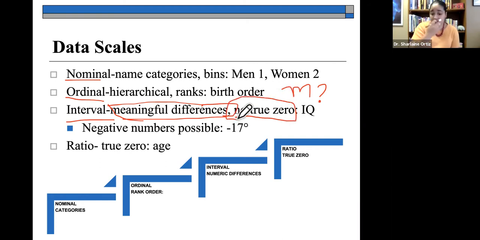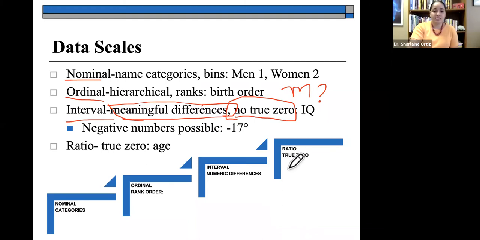What do I mean by no true zero? Well, if you recall from previous lectures, what we mean is that in this regard, the number 0 doesn't in fact mean nothing, right? So one of the examples that we talked about and that we can talk about today is IQ, right? So when we say an IQ of 0, we don't necessarily mean that the person has no intelligence, right? That 0 literally means 0. In this case, there's no true 0.